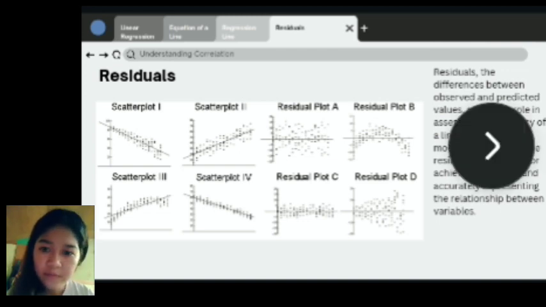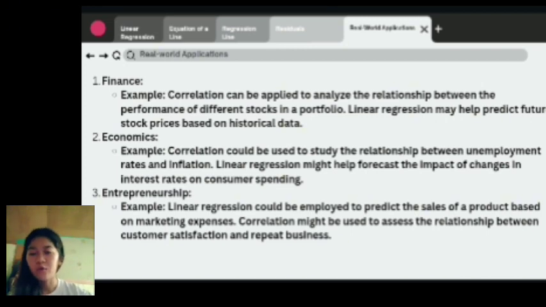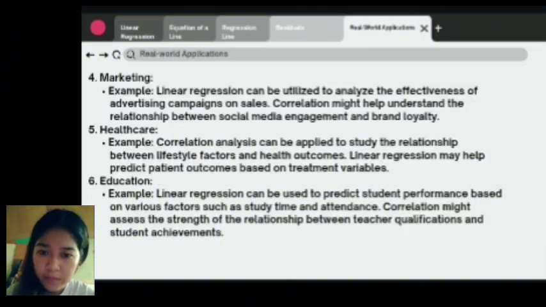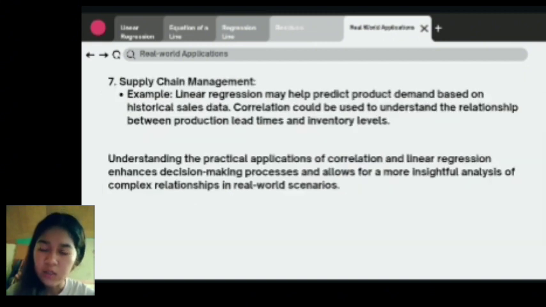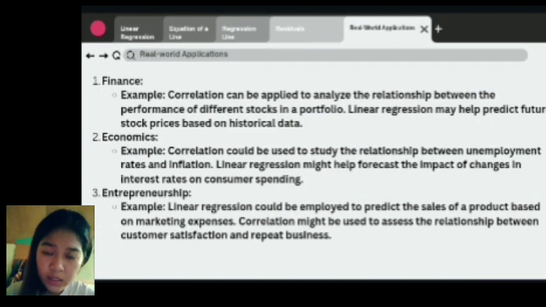And next, we have all the examples. As you can see, we have finance, economics, entrepreneurship, marketing, healthcare, education, supply chain management. So these are the examples you can apply. And of course, we have number one, finance. So let's consider a finance example involving correlation.